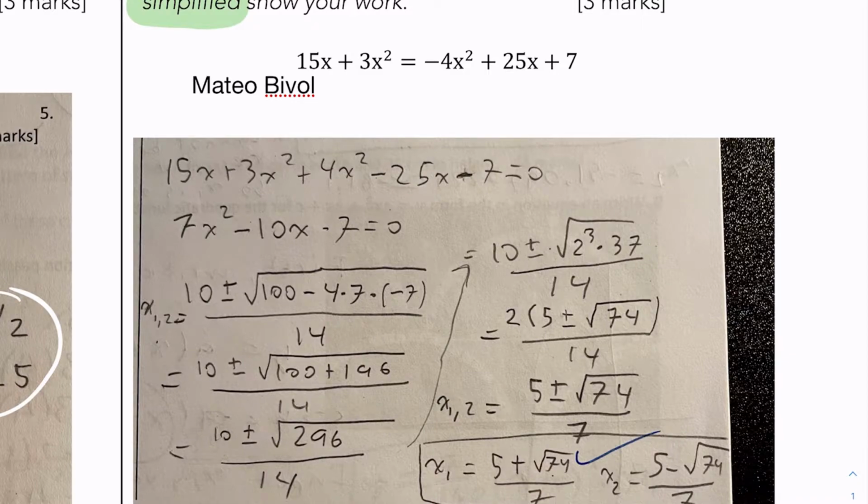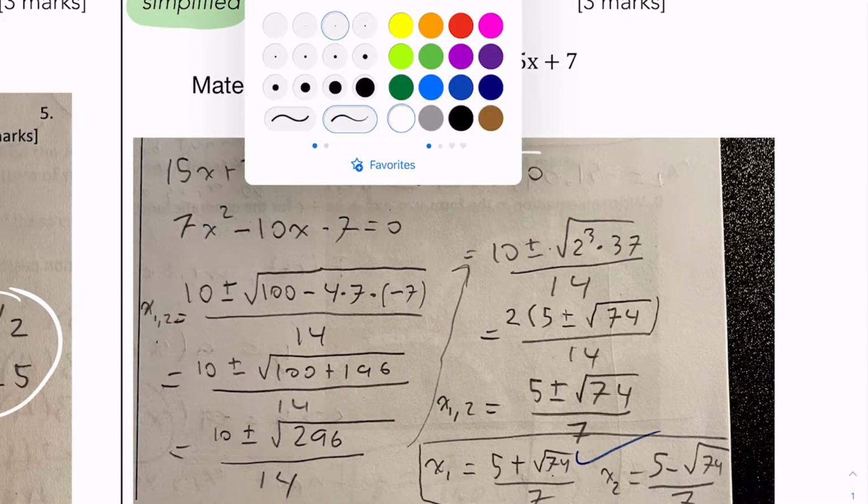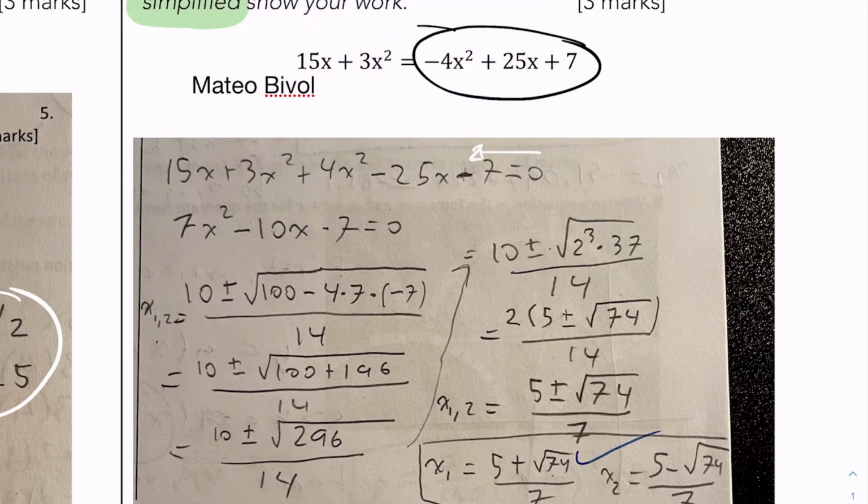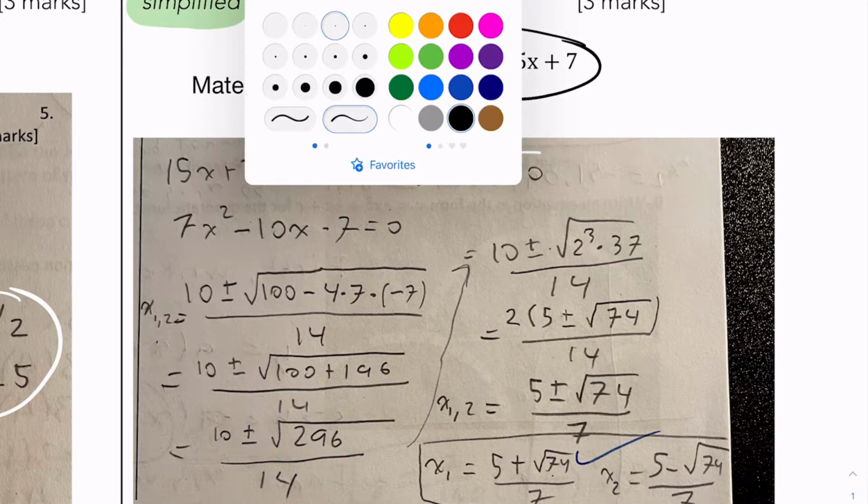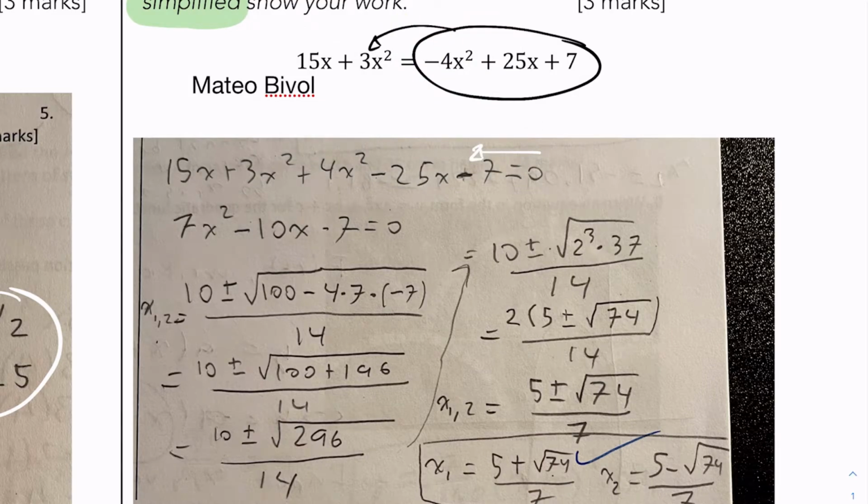He starts by, just like the previous question, bringing everything over to the left-hand side. So all this stuff over here, he tosses over to the other side and simplifies, collects like terms, and thereby identifies his A value, his B value, and his C value, which he then plugs into the quadratic formula over here, does all the calculation, and ends up with 10 plus or minus square root of 296 over 14.